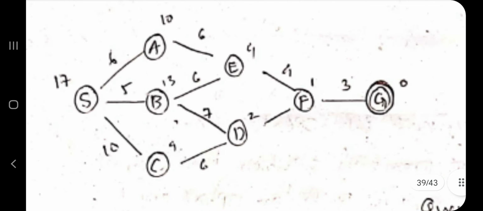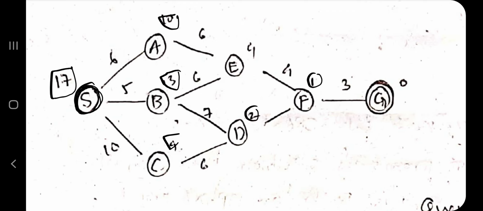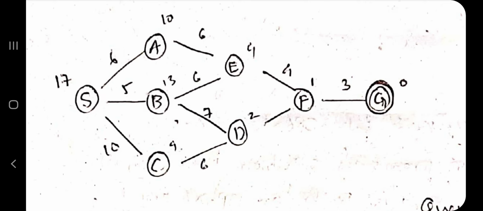Firstly, let me explain what the nodes and the edges are. The circles are nodes and the straight lines are edges. You can observe that each node has a number written on top of it. Here it is 13, here 10, here 9, here 2, 1, 4, 0. Those are the heuristic values. Heuristic values are also added to the final answer when we compute it. That's what the heuristic function is.